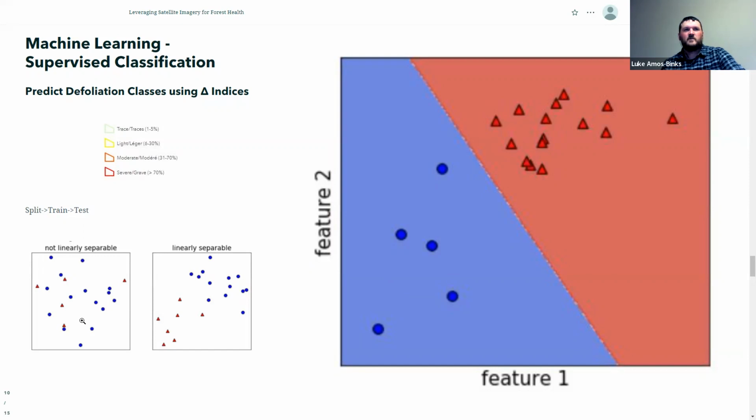In reality, you get into instances where you can't really separate the data out like this. You can't easily separate the two categories out. In an ideal world, you'd be able to draw a straight line down and across here and separate out those two categories. There are more complicated methods that are non-linear, and we focus mostly on linear methods. And we were looking at trying to classify these four classes of defoliation.